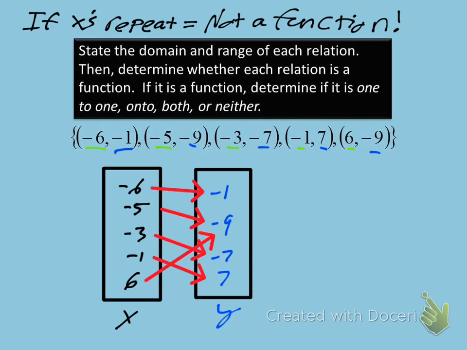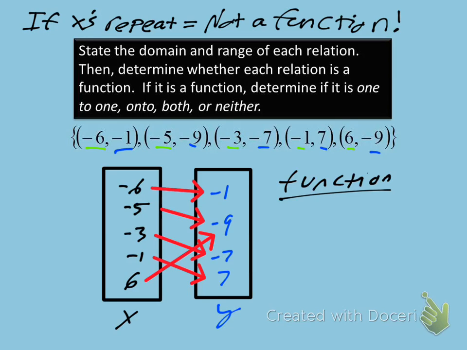Now, did your x's repeat? No, so that means it is a function. So you can go ahead and write down, is this a function? Function, yay. That's all you have to know? No. Now there's a last sentence, okay? Now, if it is a function, determine if it's 1-to-1, onto, both of them, or neither of them, okay?